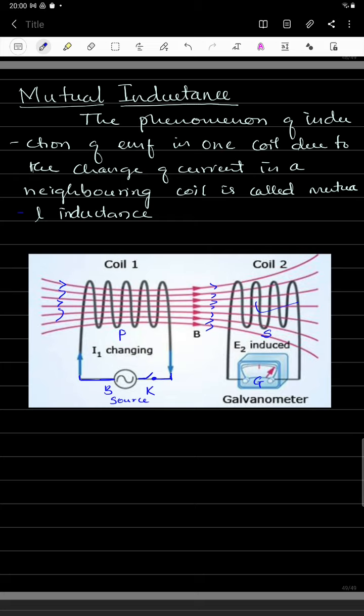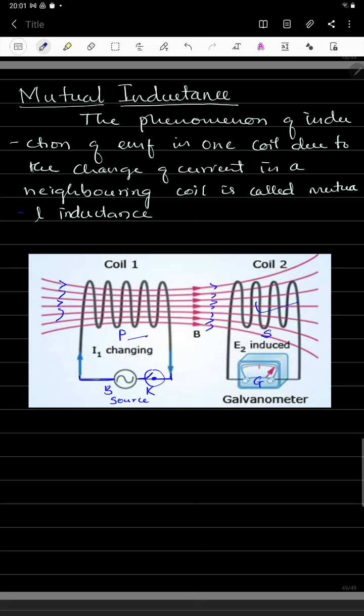I will explain once again here. There are two coils. One is the primary coil, another is the secondary coil, placed side by side without touching each other. The primary coil is connected in series with a battery, and this is a tap key. It is called the primary coil. The coil S is connected to the galvanometer and it is called the secondary coil.